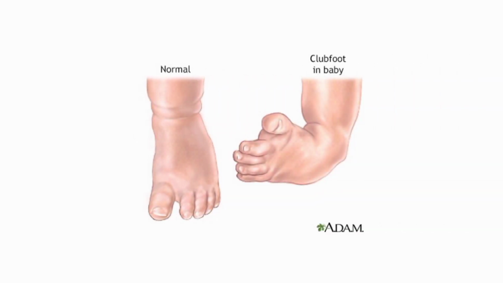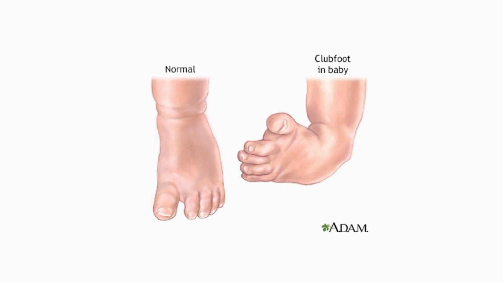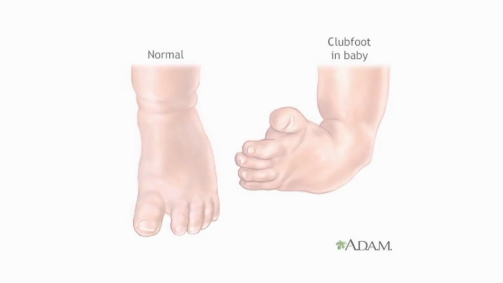Definition. Clubfoot, or congenital talipes equinovarus, describes a range of foot abnormalities usually present at birth. In this condition, your baby's foot is twisted out of shape or position. In clubfoot, the tissues connecting the muscles to the bone, the tendons, are shorter than usual.